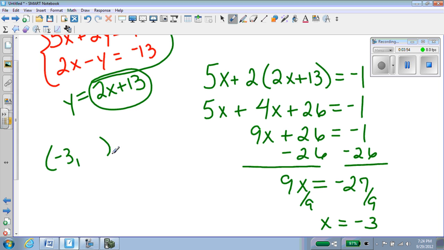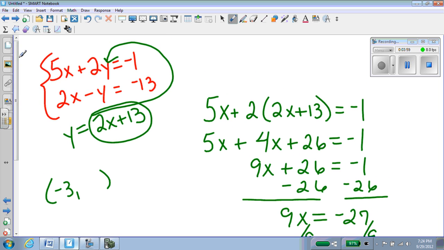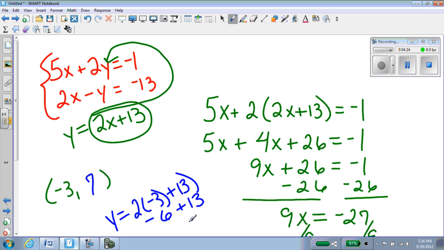What's y? Well, I could take my negative 3 into either equation and find y. I think I want to take my negative 3 here because this is going to say y equals 2 times negative 3 plus 13. So that's negative 6 plus 13. So y is 7. And there's my solution.